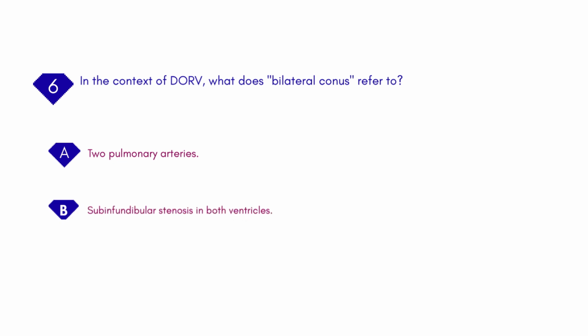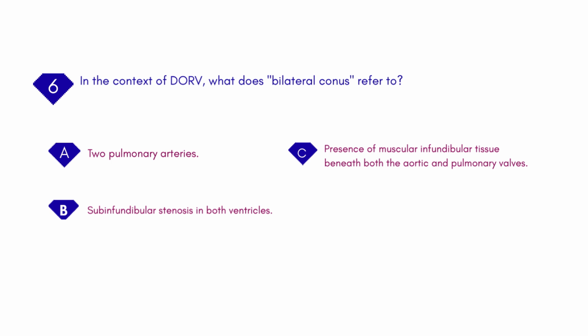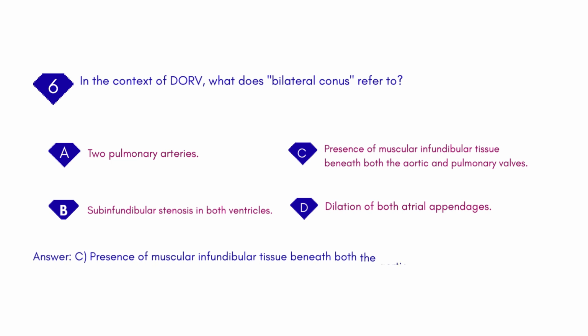In the context of DORV, what does bilateral conus refer to? A. Two pulmonary arteries. B. Subinfundibular stenosis in both ventricles. C. Presence of muscular infundibular tissue beneath both the aortic and pulmonary valves. D. Dilation of both atrial appendages. Answer: C. Presence of muscular infundibular tissue beneath both the aortic and pulmonary valves.